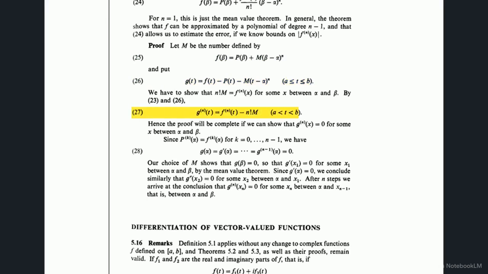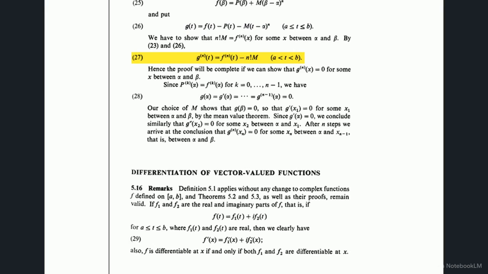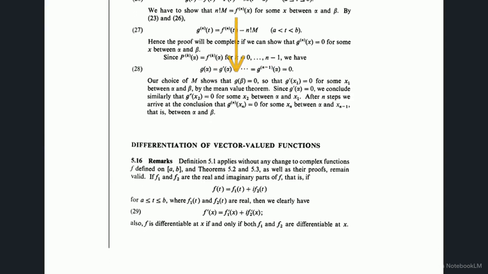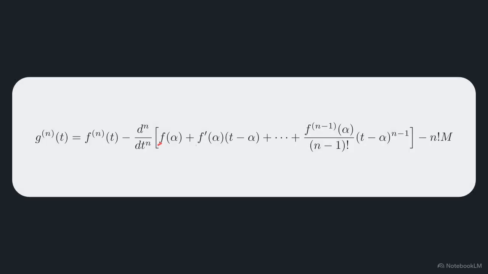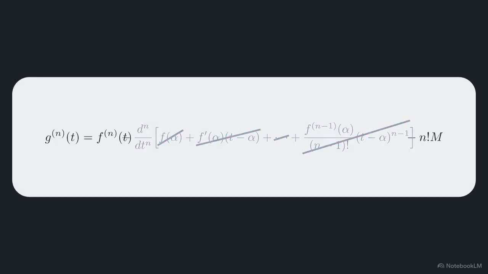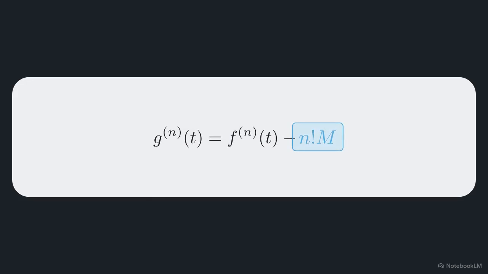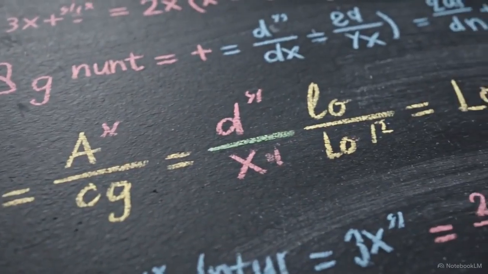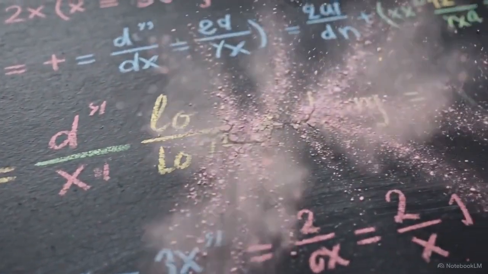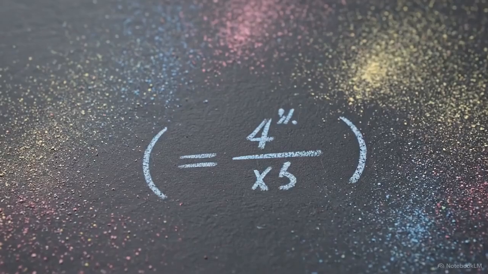Equations 27 and 28 show the consequence of this setup. Differentiating g of t exactly n times systematically collapses all lower-order polynomial components. Because g of t is 0 at the boundaries, applying the mean value theorem repeatedly forces the nth derivative to equal 0. This cascading chain of differentiation clears out the polynomial noise, leaving only the exact error bound standing alone in the equation. The proof relies on its economy, iteratively using the simplest tool in the calculus box, the mean value theorem, to solve an infinitely complex approximation problem.